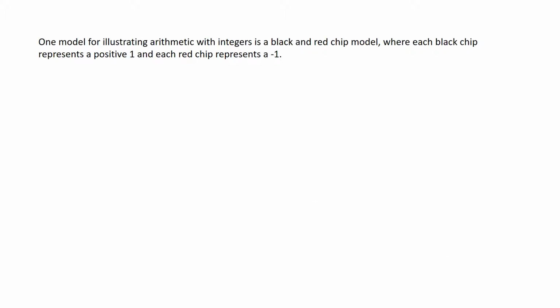If we're going to illustrate arithmetic with integers, we can use what's called a black and red chip model, where each black chip represents a +1 and each red chip represents a -1. That's actually from accounting. When we say we're in the red, that means we're in debt, that means we owe. So that's where the idea of using a red chip for a -1 came from. And when you're in the black, you're positive. You're to the good.